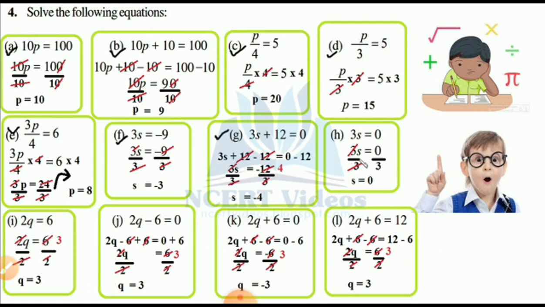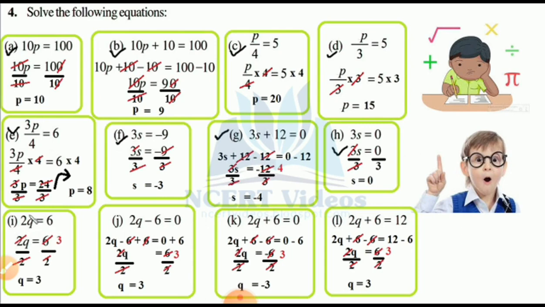Correct. H. Only one step. 3s is equal to 0. 3 3 remove. 0 divided by 3. I already reminded you a number of times. Any number divided by 0 is always 0. Any number multiplied by 0 is also 0.